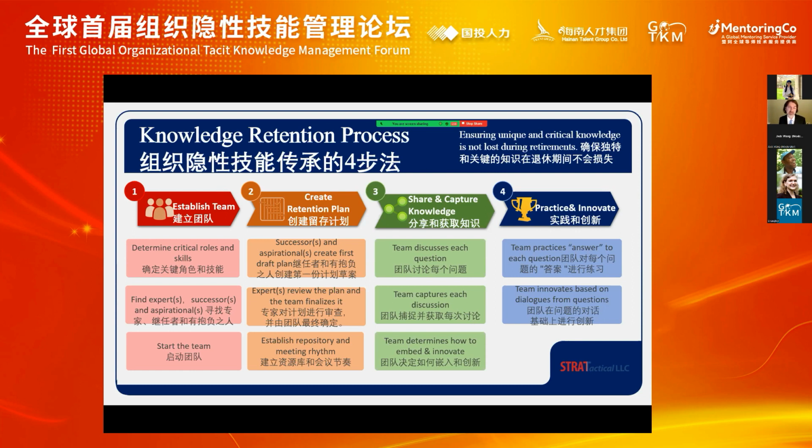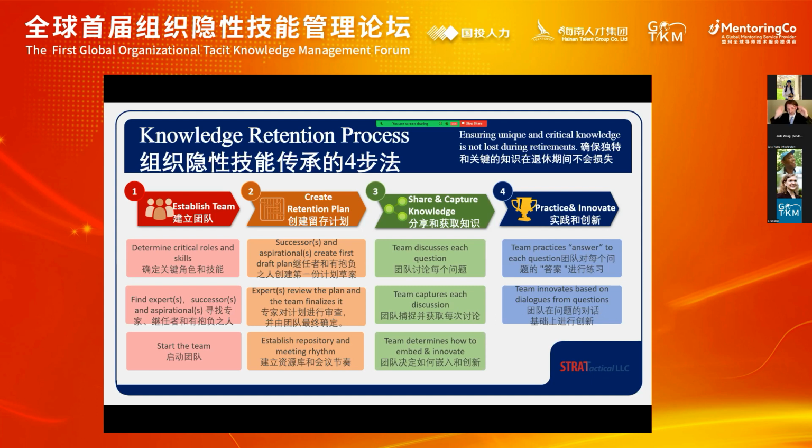And you'll notice in step 4 of this process, if you're reading ahead, there is an innovation step where we're creating or co-creating or collectively creating new tacit knowledge together that no one of us individually had before this process. So that's why it's knowledge retention as opposed to knowledge transfer. And it is a process.